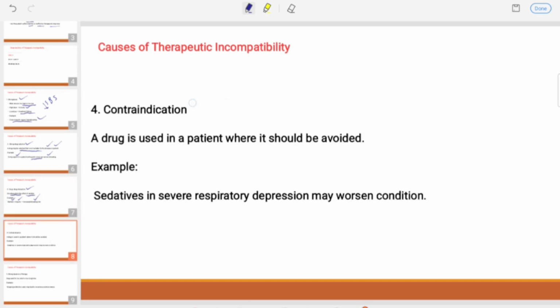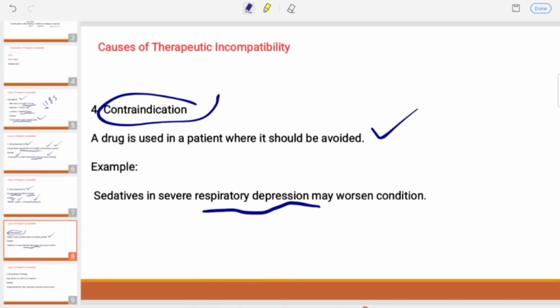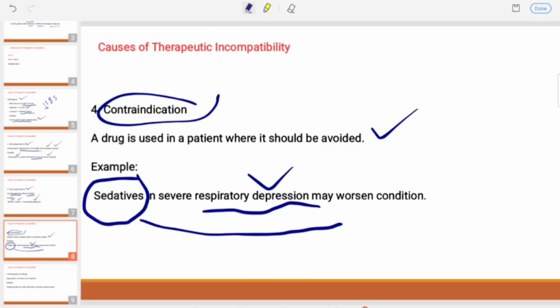Then contraindications. A drug which is used in the patient where it should be avoided. For example, if a patient is suffering from respiratory depression and we use sedative drugs, then it will cause a severe respiratory depression, that is a life-threatening medical condition. So we should avoid sedatives in those kinds of patients. That is called contraindications.